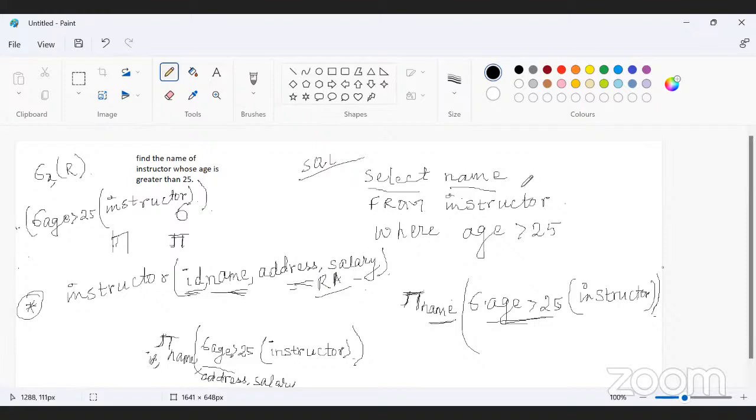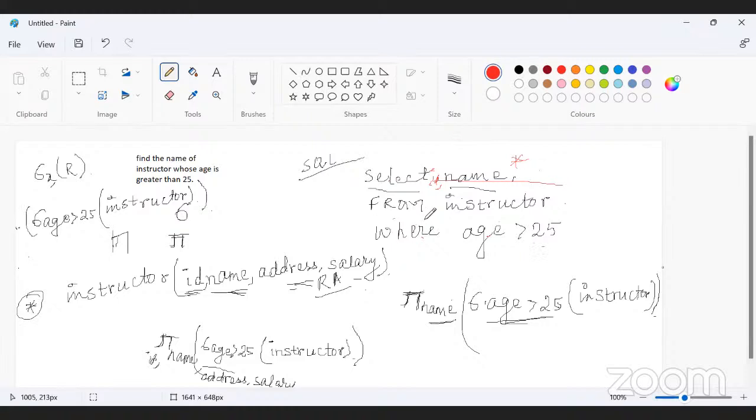So you can write ID, name, address, and salary, or you can replace these with star. You know about this syntax, right? Select star from instructor where age is 25.